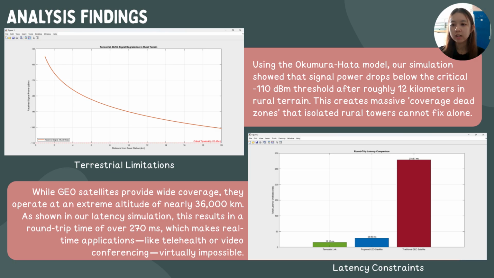Next, latency constraints. While GEO satellites provide wide coverage, they operate at an extreme altitude of nearly 36,000 kilometers. As shown in our latency simulation, this results in a round-trip time of over 270 milliseconds, which makes real-time applications like telehealth or video conferencing virtually impossible. To summarize our analysis, the current ecosystem operates in silos. Terrestrial networks are limited by distance, and traditional satellite networks are limited by latency. This technical deadlock is the primary reason why rural areas remain disconnected.